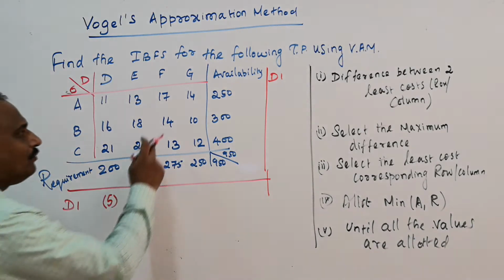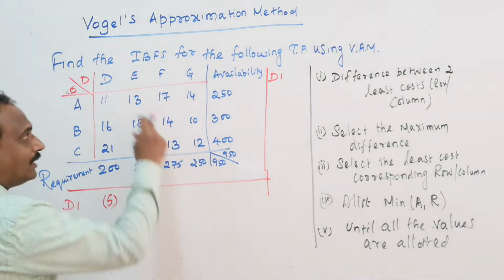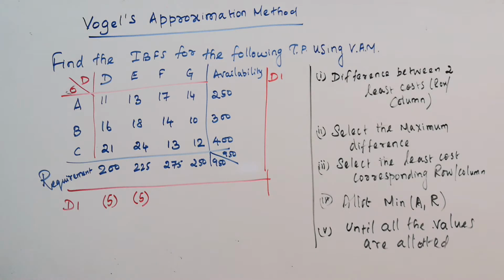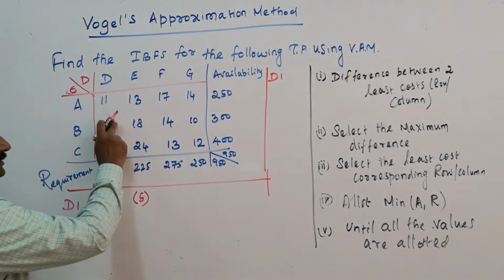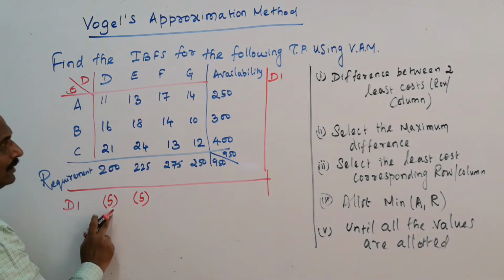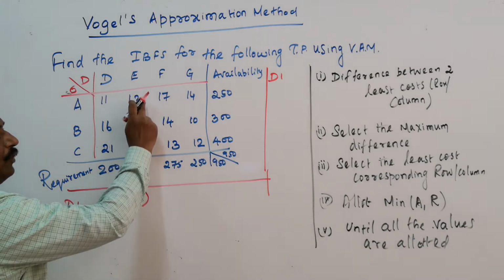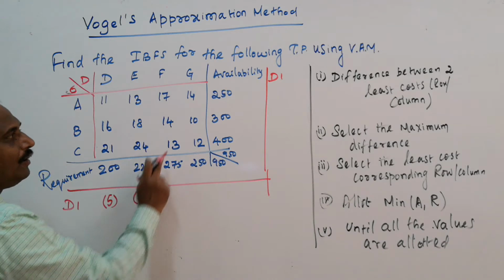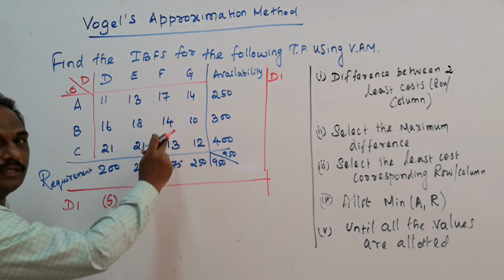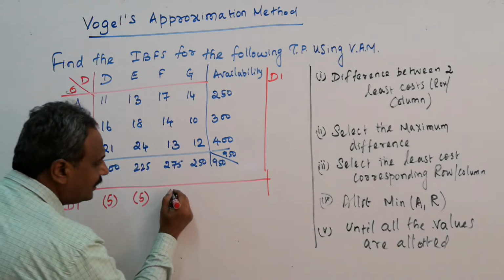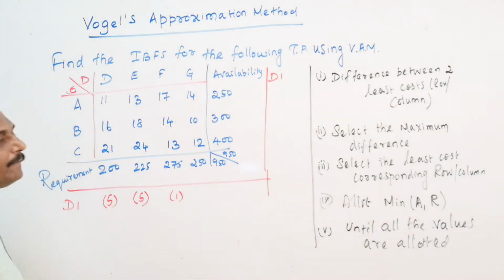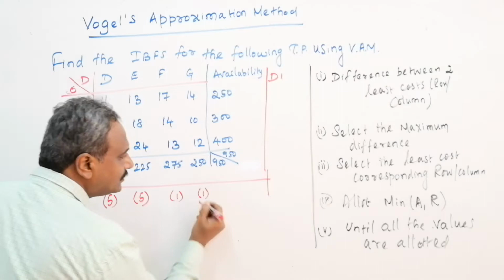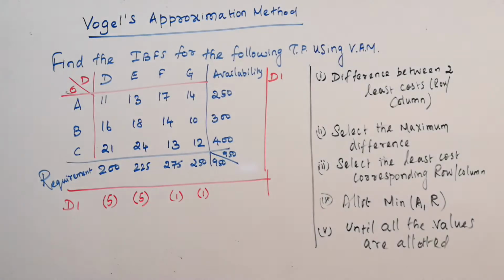I am going to check 14, 13, because I am taking the two least values in each row. When I check here, 11 and 16 are the least values, and the difference is 5. Next I am going to check here 13, 18, so the difference is 5. Here I have the least costs 14, 13, so the difference is 1. When I check here 10, 12, the difference is 1.